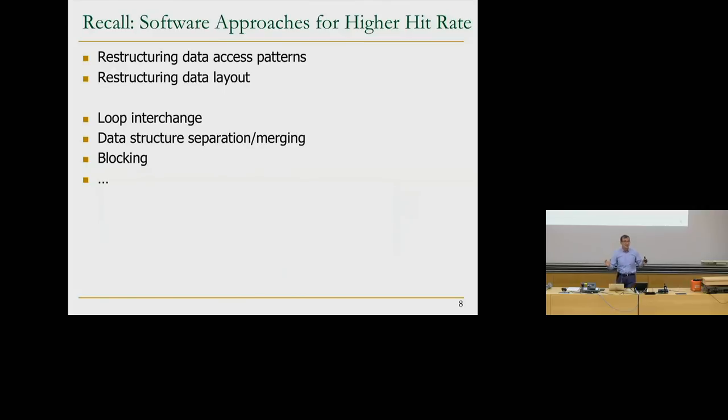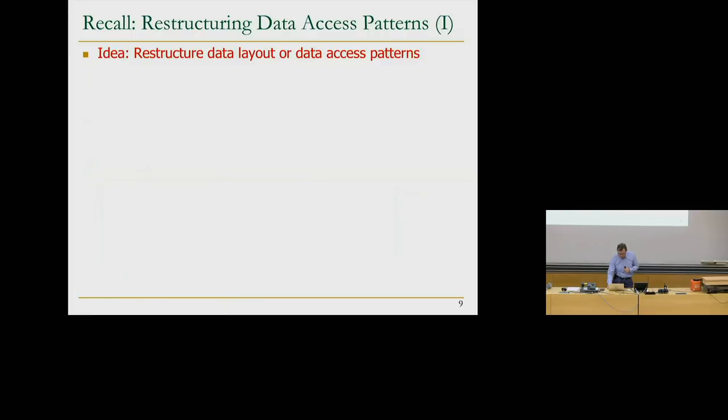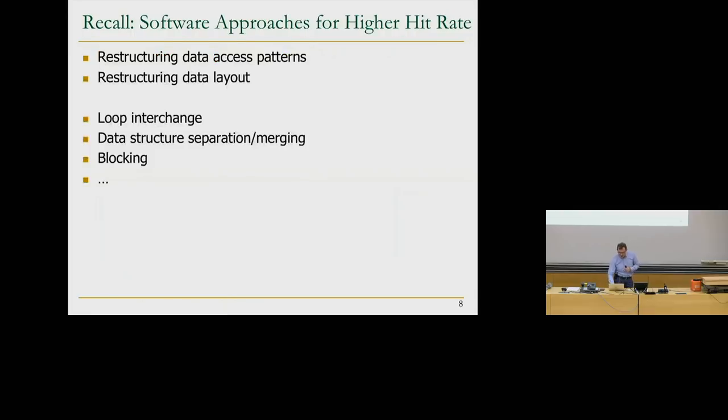So if you have a cache, you can take advantage of it by writing code that's friendly for the cache, meaning that your access patterns in the code are good for caching, so that you maximize the hit rate, for example. Or you can choose to do otherwise and not take advantage of the cache, right? And you can also structure your data such that it's friendly for the cache. You maximize the hit rate. Okay, so there are two directions, basically. Restructure the data access patterns, restructuring the data layout.